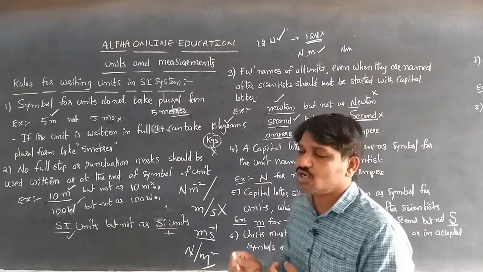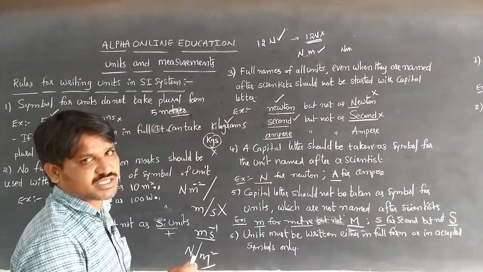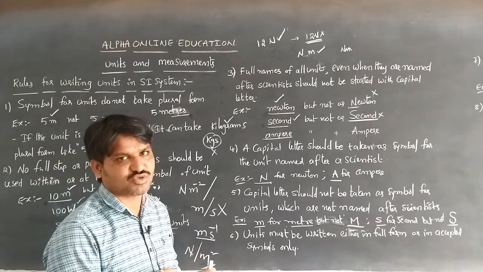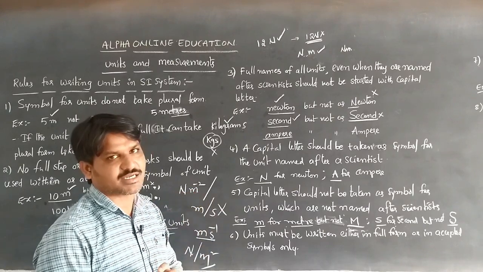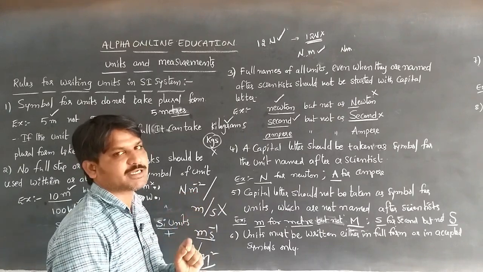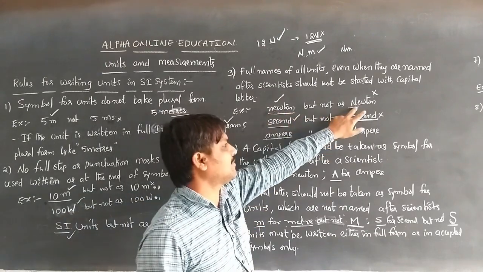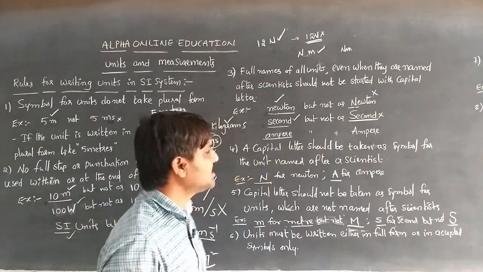The third one is that full names of all units, even when they are named after scientists, should not start with a capital letter. We should start only with small letters, like newton, but not as a capital N. We should not use capitals in names named after a scientist.